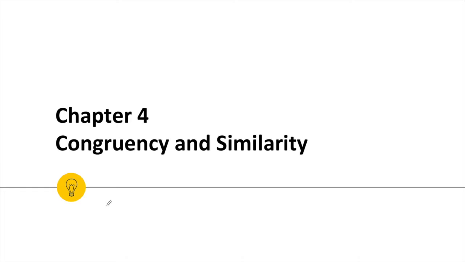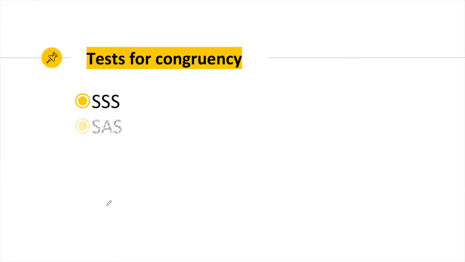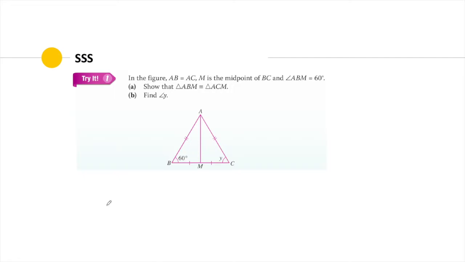Move on to Chapter 4, Congruency and Similarity. So in Sec 2, we have this topic before, and we have learned the definition of congruency and similarity. So in Sec 3, you're supposed to know how to prove congruency. So you learn these 4 tests: SSS, SAS, ASA, and RHS. So first of all, congruency means that two figures are exactly the same in terms of corresponding lengths and corresponding angles. So let me go through them one by one.